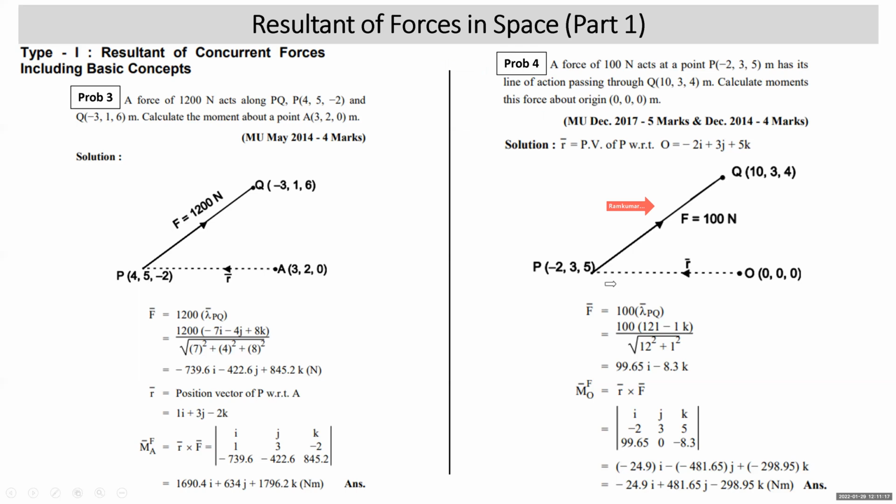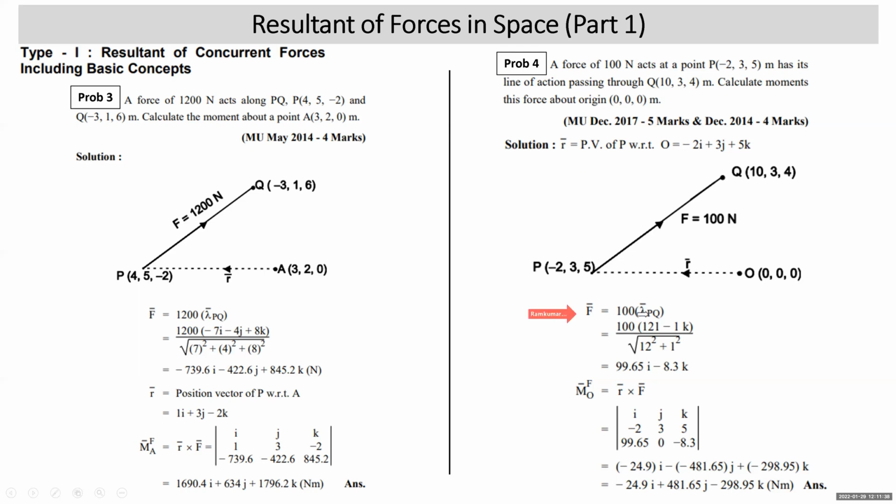So here we have taken R bar equal to the position vector of P with respect to O. So it is P minus O. Whatever the coordinates of point P are, the same will become the position vector, because you are finding it with respect to the origin. So what is that? Minus 2 minus 0, minus 2 I; 3 minus 0, plus 3 J; 5 minus 0, plus 5 K. This is your position vector of P with respect to O.